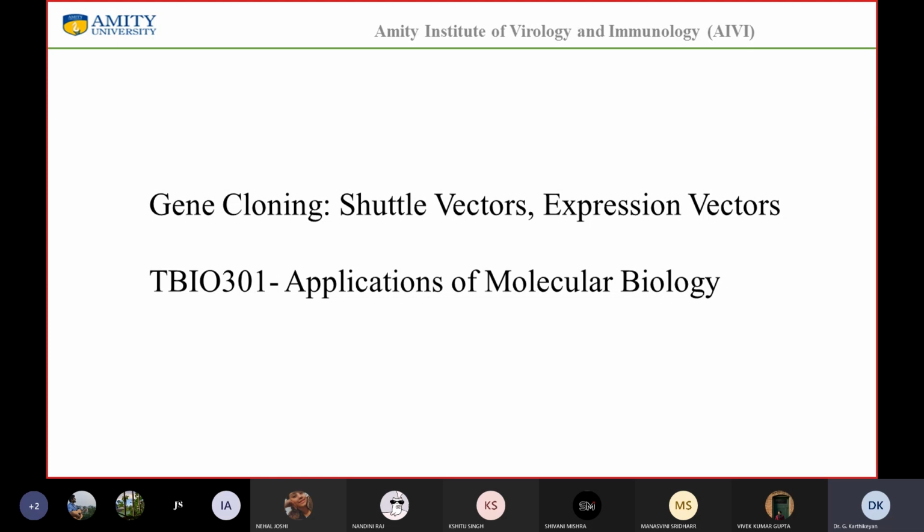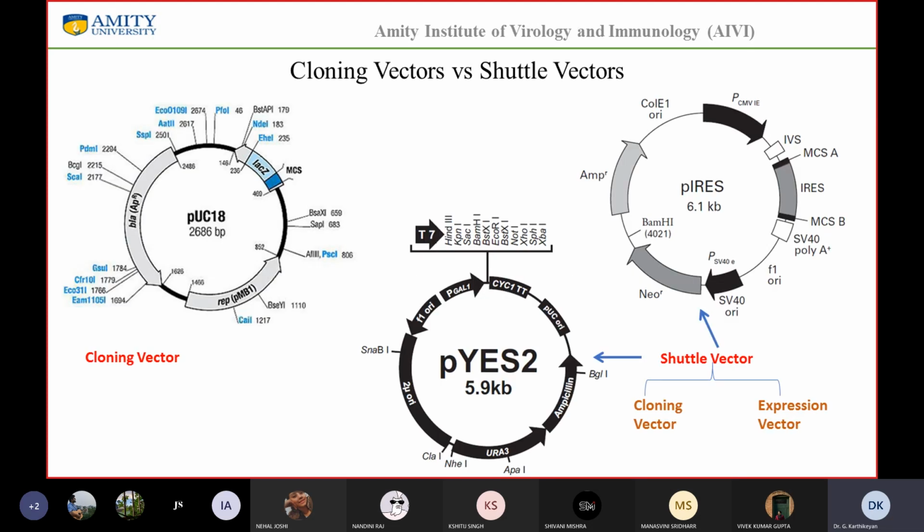It has been replaced by a few other vectors, but if you look at it, most of them work pretty much the same way. So pUC18 and 19 are still the most commonly used cloning vectors. Today we'll look at what shuttle vectors are and what expression vectors are. If you see this picture, this should be familiar to you ideally, but I'm not sure whether you will remember it or not.